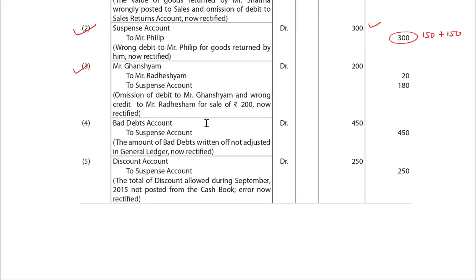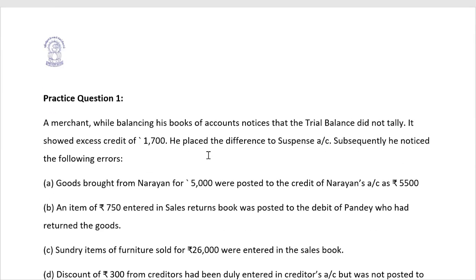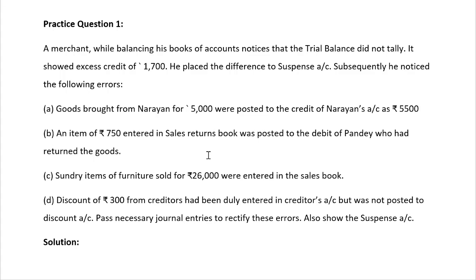Let us see the corrections now. Mr. Ghanshyam debit 200, Radhesham credit, and this is 180 suspense. Bad debt to suspense 450. Discount to suspense 250. Shall we move ahead now? Let us see the next question, and it talks about practice question 1.